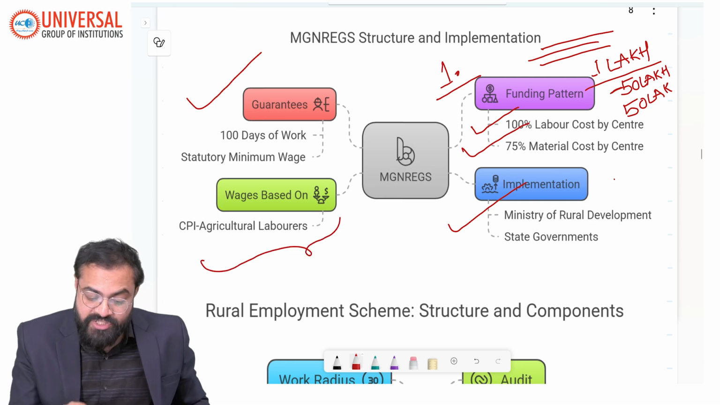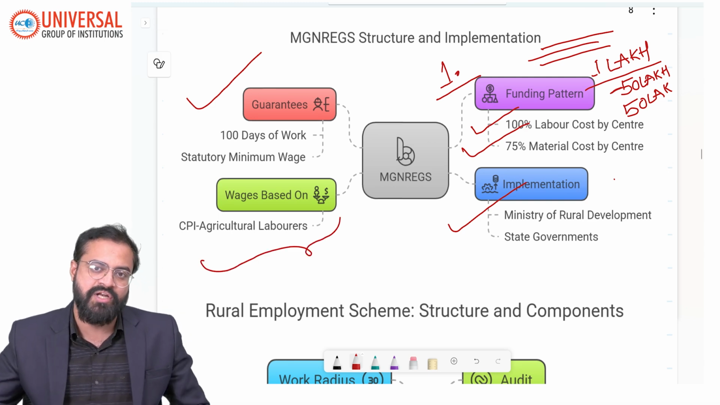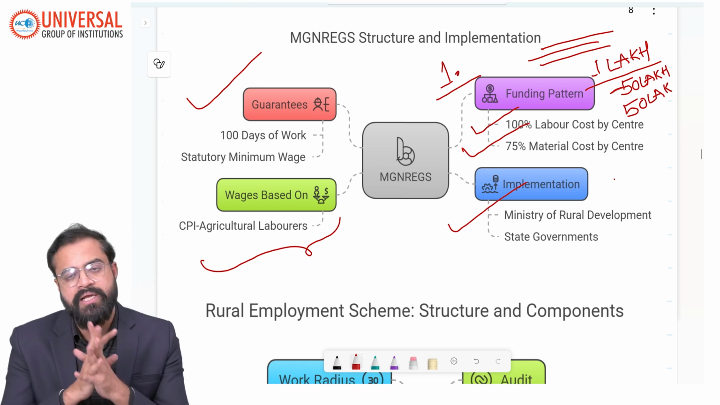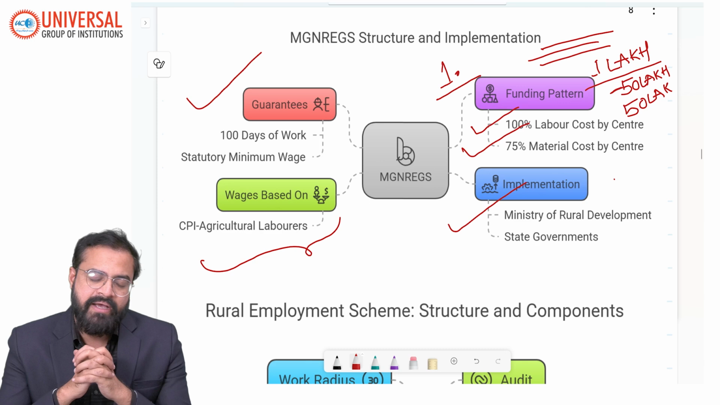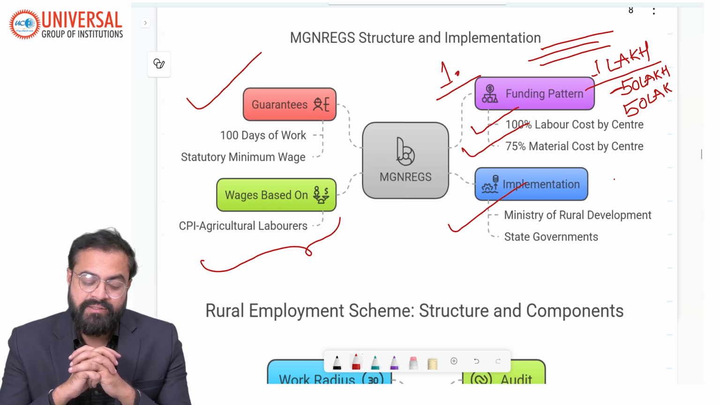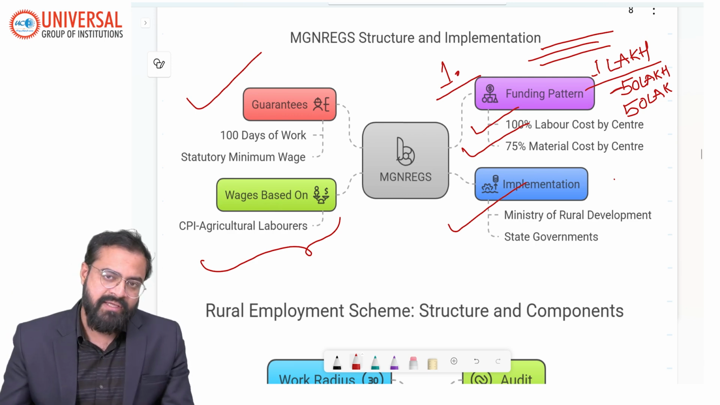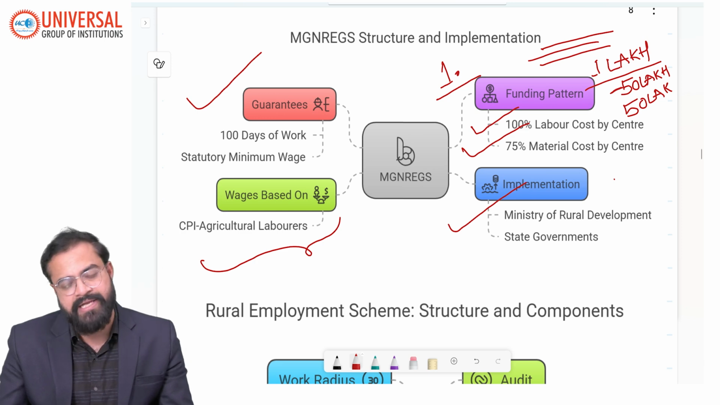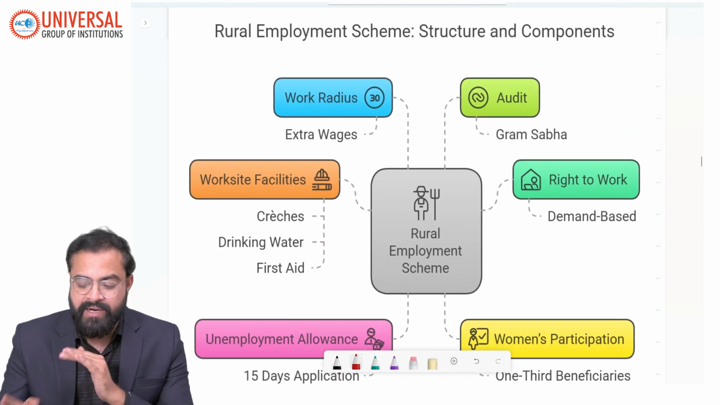And these wages are based upon the consumer price index for agricultural labor. You already know very clearly there are four kinds of CPI that exist: CPI agricultural labor, CPI industrial workers. So these wages are linked with the CPI agricultural labor, and the wages are going to vary from state to state.